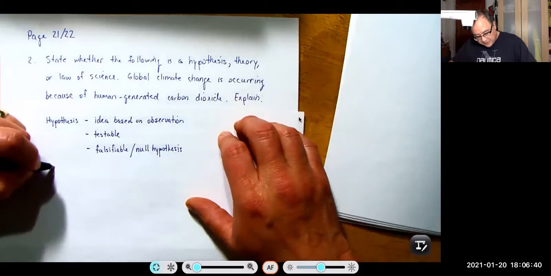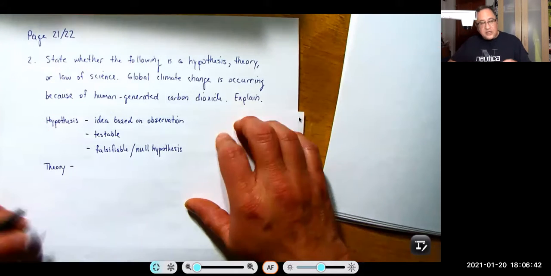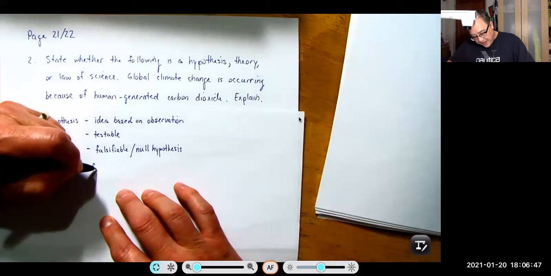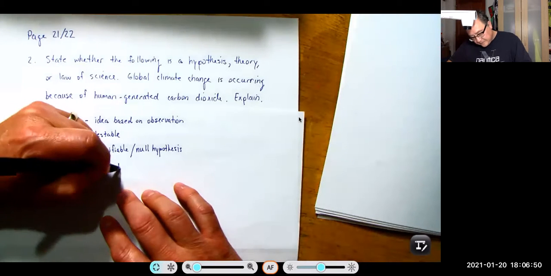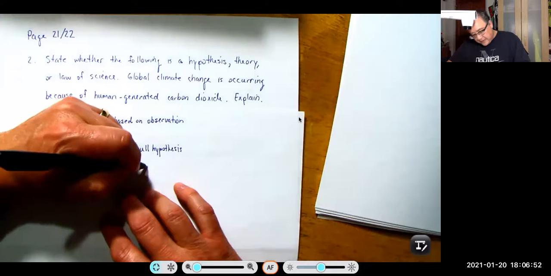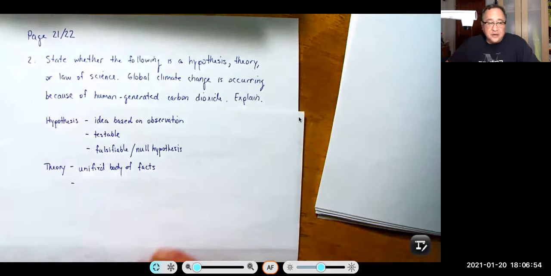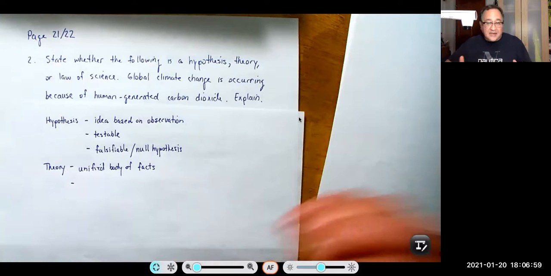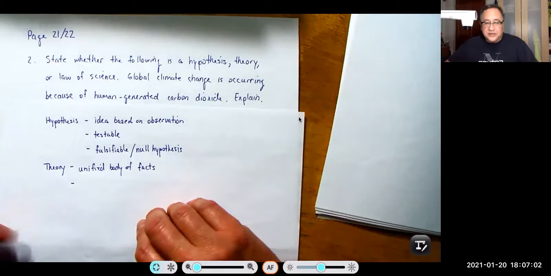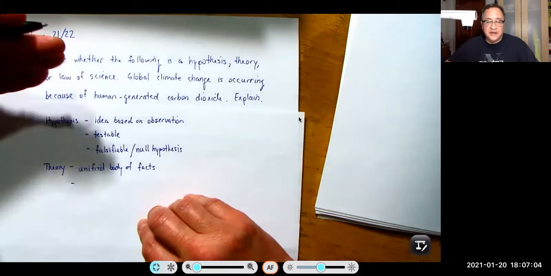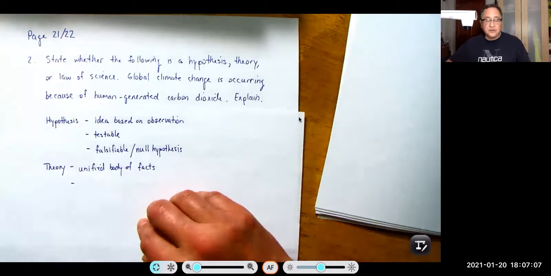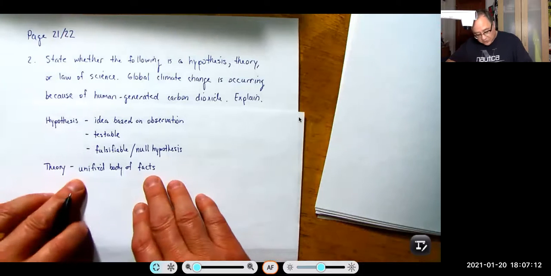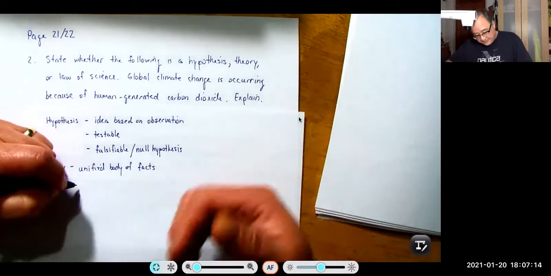Now, what is a theory compared to a hypothesis? Well, it's a unified body of facts. No one disputes that the Earth has been warming for the last 100 years. That's a fact. No one disputes that there's more CO2 being put into the atmosphere now by man than there was 200 years ago. So those are facts. But this body of facts is unified into an explanation for why.